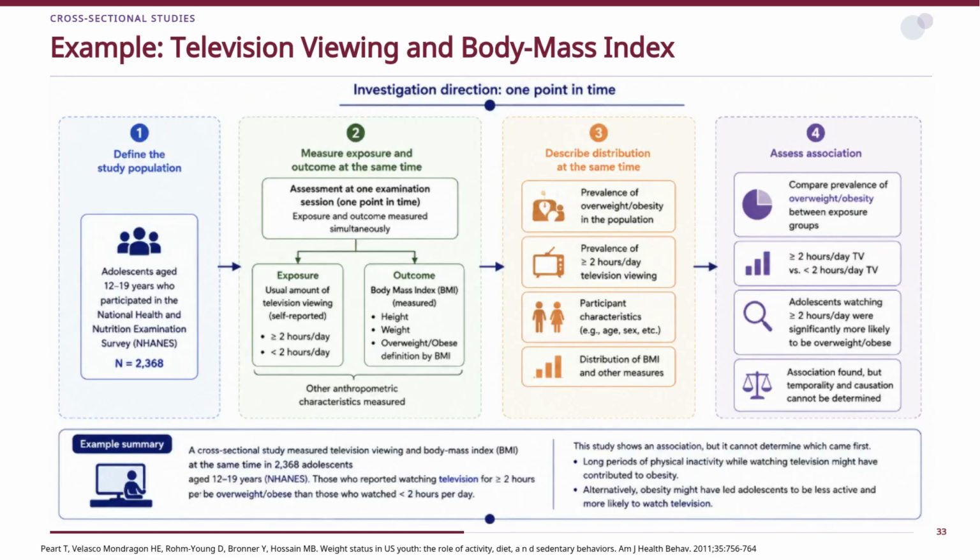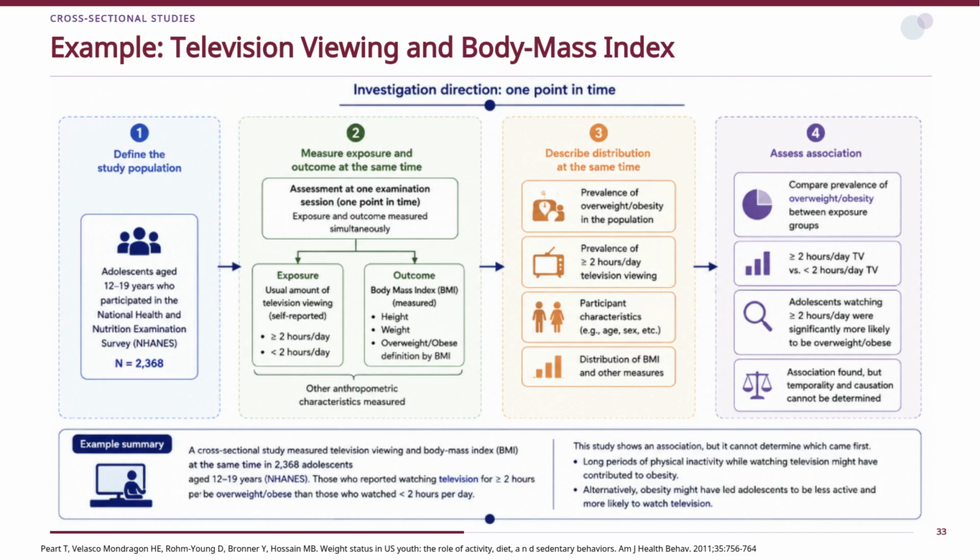For example, a cross-sectional study examined television viewing and body mass index among 2,368 children aged 12 to 19 years. The participants had taken part in the National Health and Nutrition Examination Survey. During one examination session, each child answered standardized questions about the usual amount of television watched. The researchers also measured height, weight, and other anthropometric characteristics.